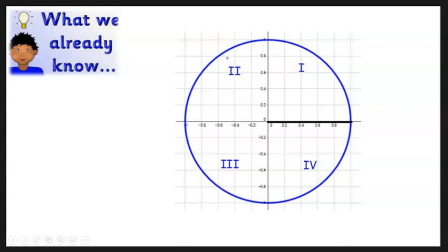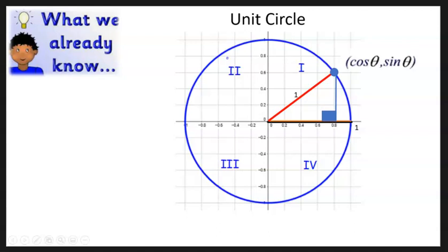Let's consider this circle with a radius of 1 unit, and we will call this the unit circle. When studying the unit circle, it was observed that a point on the unit circle is also a vertex of the right triangle that can be formed. That point can be represented by the coordinates cosine theta, comma sine theta, keeping in mind that cosine represents the x-coordinate and the y-coordinate is represented by the sine theta.